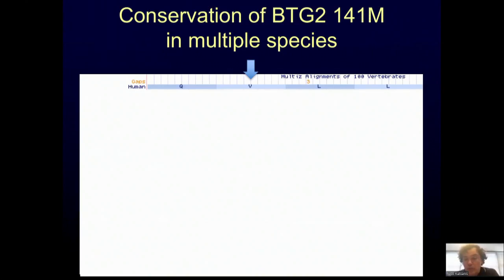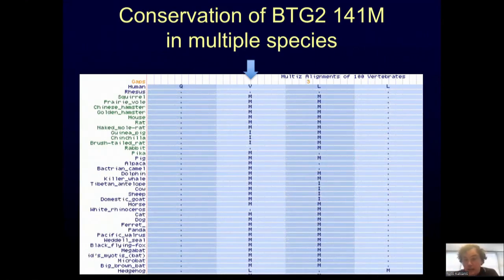What I'm about to show you is alignment of the human BDG2 sequence with a whole bunch of vertebrates. It turns out that methionine, the de novo mutation that the child has, that we are postulating as a potent driver of severe pathology, is actually the ancestral allele, and valine is a derivative allele. So this cannot be.